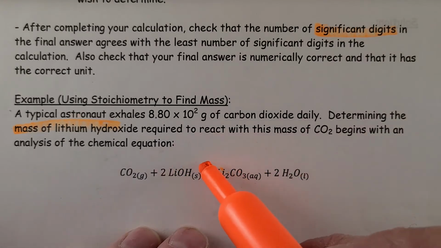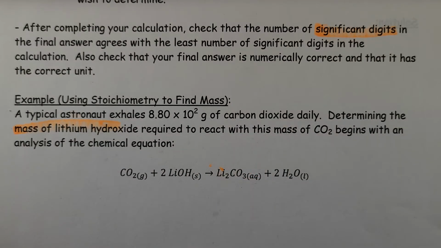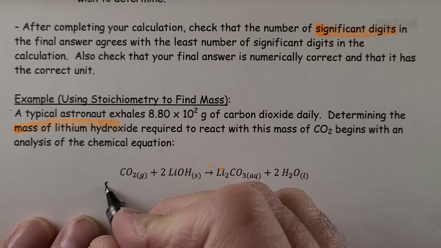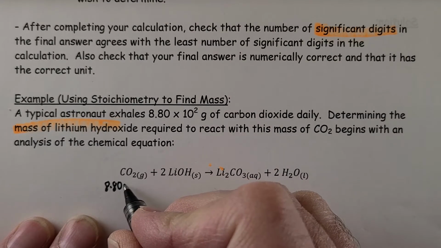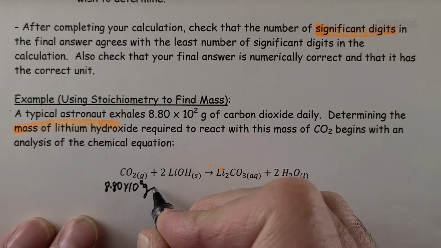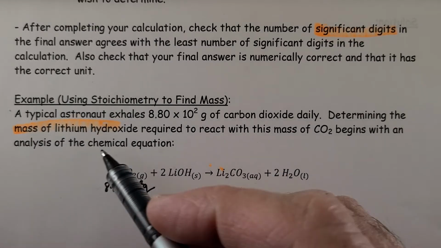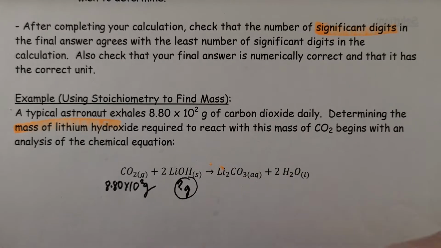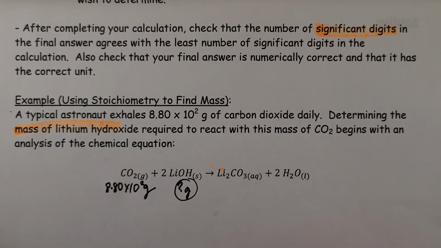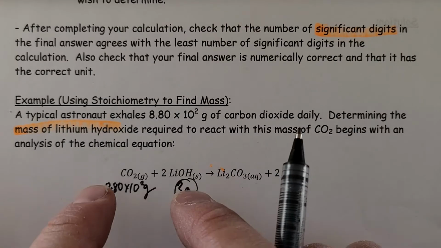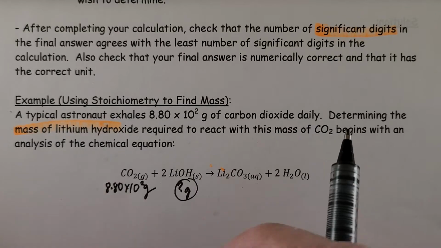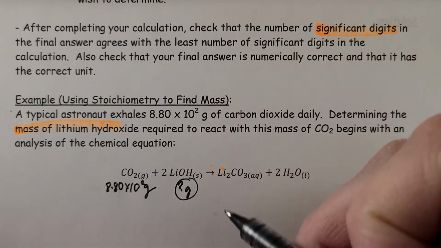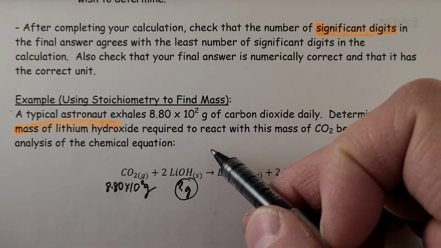So we look at the equation here. Now what we were given here, we were given the CO2, 8.80 times 10 to the 2 grams. So that's where our starting point is. And the question is, how much lithium hydroxide would you need to completely use that up? All right, so that's going to be a stoichiometry relationship because both of these are going to get used up completely. So that's what a stoichiometry relationship is.